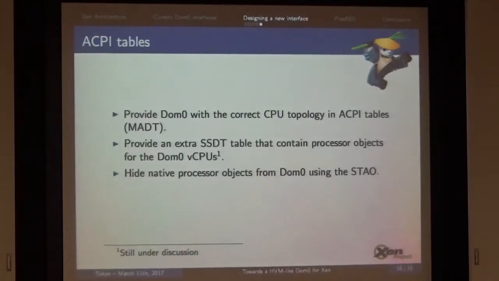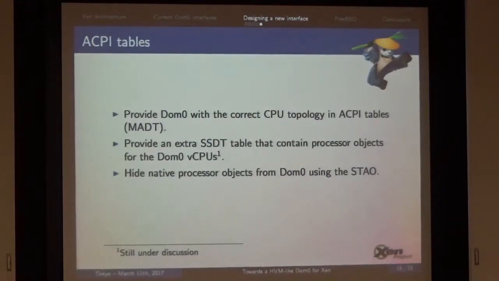Then regarding ACPI tables, we have decided that in the DOM0 case, we are not really going to modify the tables, we are going to provide another set of ACPI tables to DOM0. So we are going to craft some tables for DOM0, mainly the MADT table. We are going to create this one specifically for DOM0, so it contains what DOM0 has access to. If DOM0 has access to 3 CPUs, we will create an MADT table with only 3 CPUs, and we will pass that into Xen.